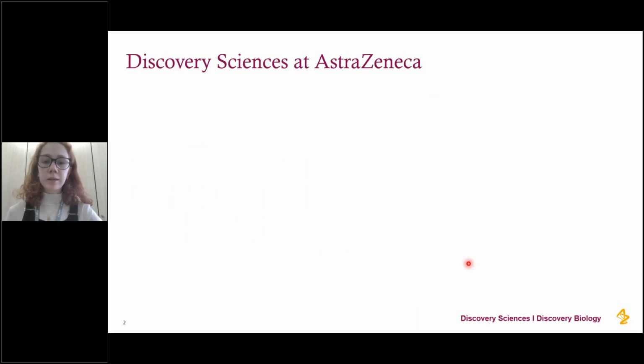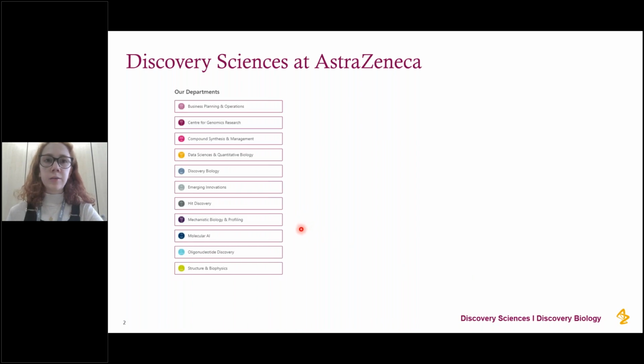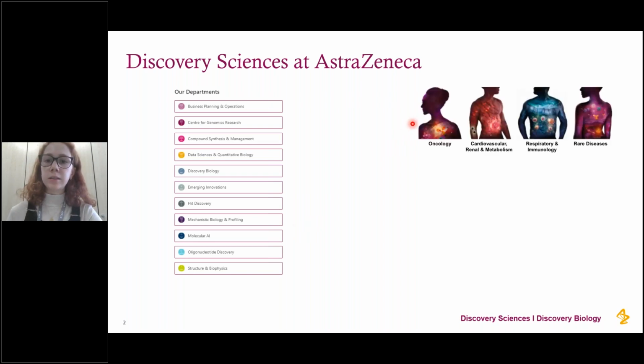So I'm going to start by giving a quick introduction as to where we sit within the company. We're part of Discovery Sciences in biopharmaceuticals R&D, which is led by Mike Snowden. And Discovery Sciences is responsible for identifying novel targets and identifying and validating new hits against these targets in a number of therapy areas. So our therapy areas are oncology, cardiovascular, renal and metabolism, respiratory and immunology, and rare diseases.